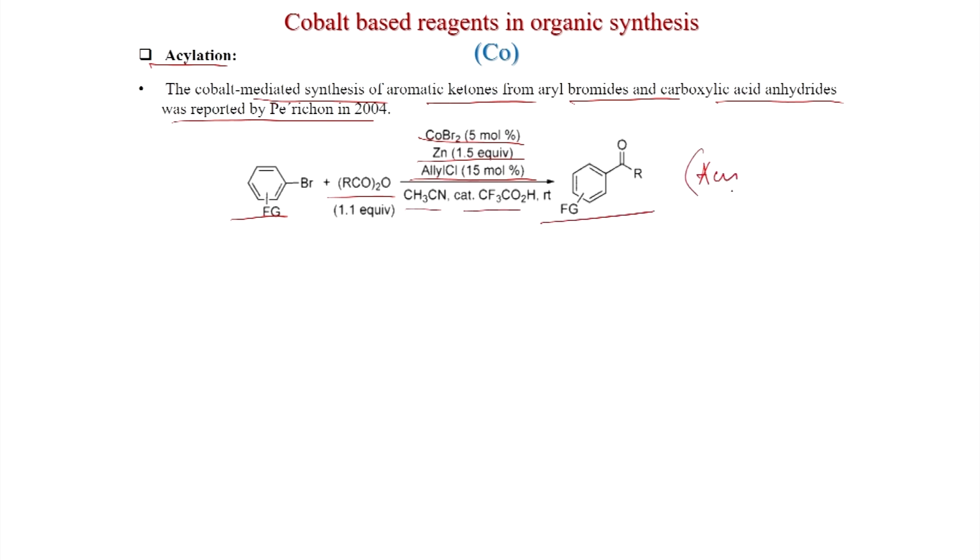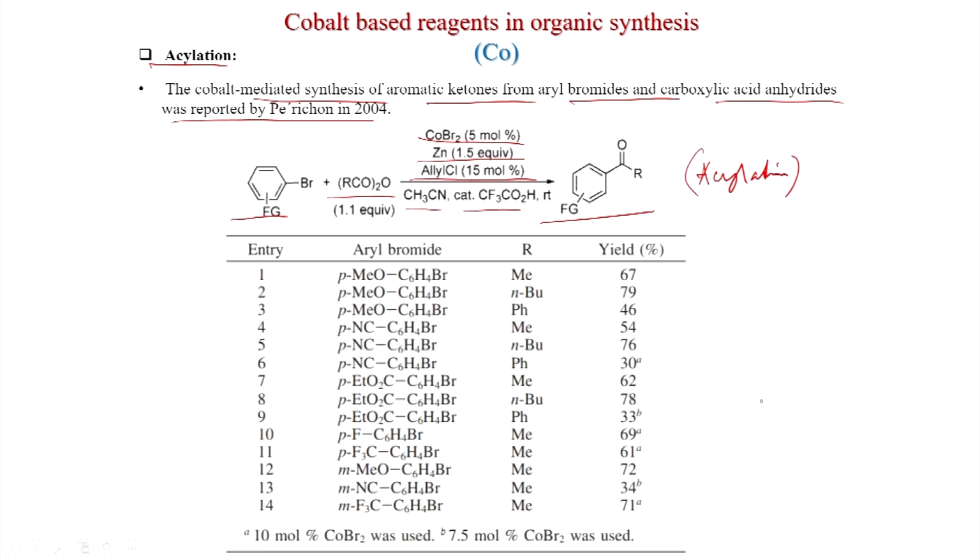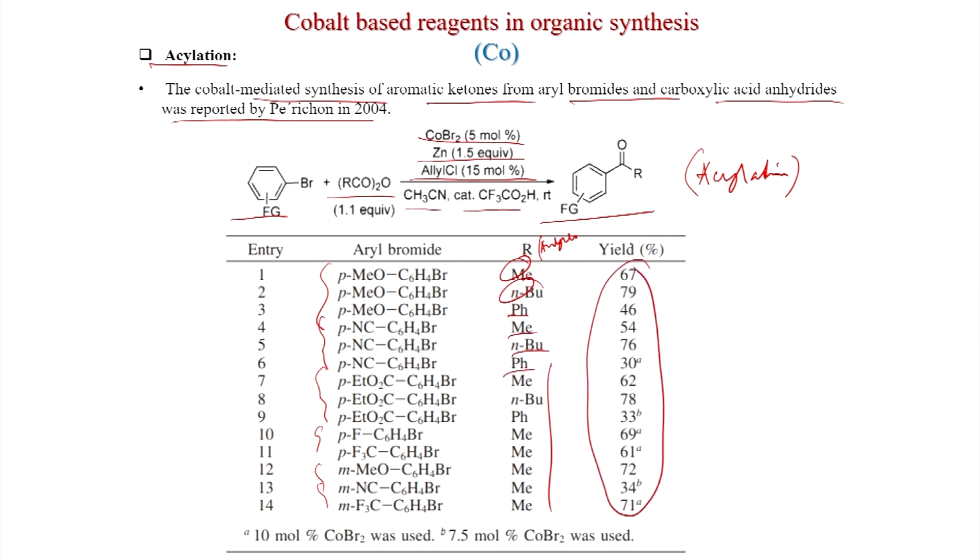So this is the acylation, and you can see the scope of this reaction: para-methoxy, para-cyano, CO2Et, F, CF3, methoxy, meta-methoxy, meta-cyano, meta-CF3, different groups, and R-defined anhydride. So this is anhydride with methyl, n-butyl, phenyl, methyl, n-butyl, phenyl, methyl, n-butyl, methyl. You get moderate to good yields. In some cases 10 mole percent CoBr2 has to be used, and in some cases 7.5 mole percent CoBr2 was used. This was published in Journal of Organic Chemistry 2004.